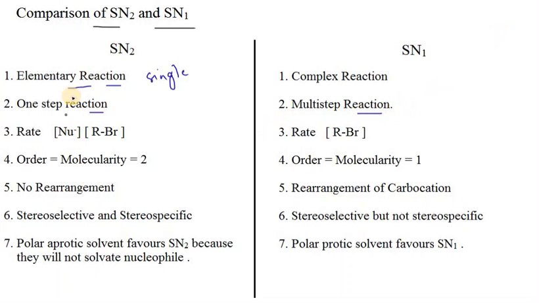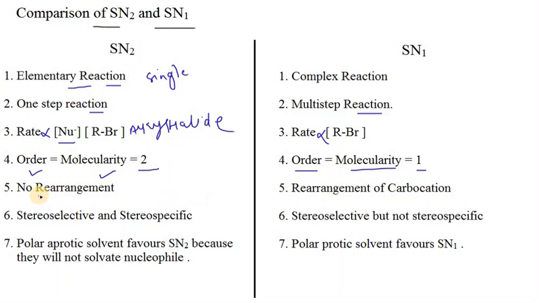Now if we talk about the rate, in SN2 the rate is directly proportional to the concentration of nucleophile and the concentration of alkyl halide. Now in case of SN1, the rate is only directly proportional to the concentration of alkyl halide. It is independent of the concentration of nucleophile. So as we know, order and molecularity are both 2 in case of SN2. In case of SN1, order and molecularity are equal to 1.